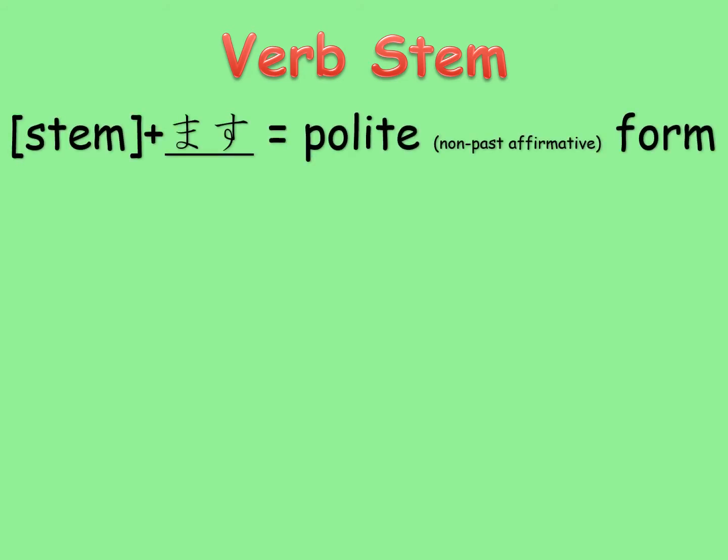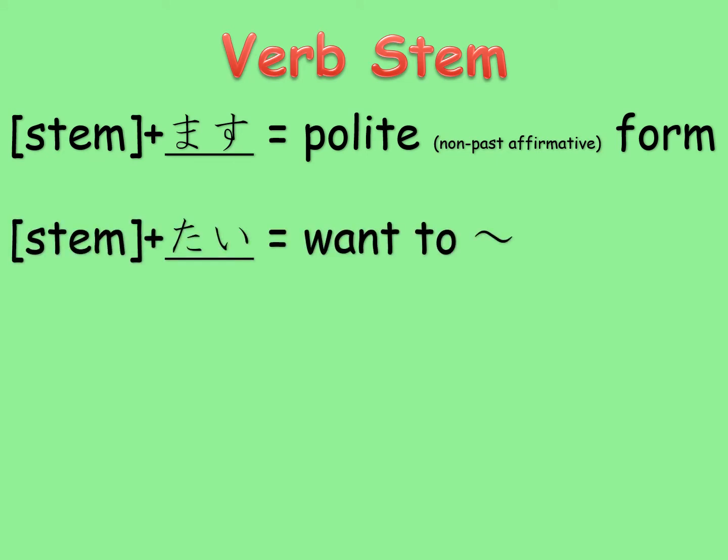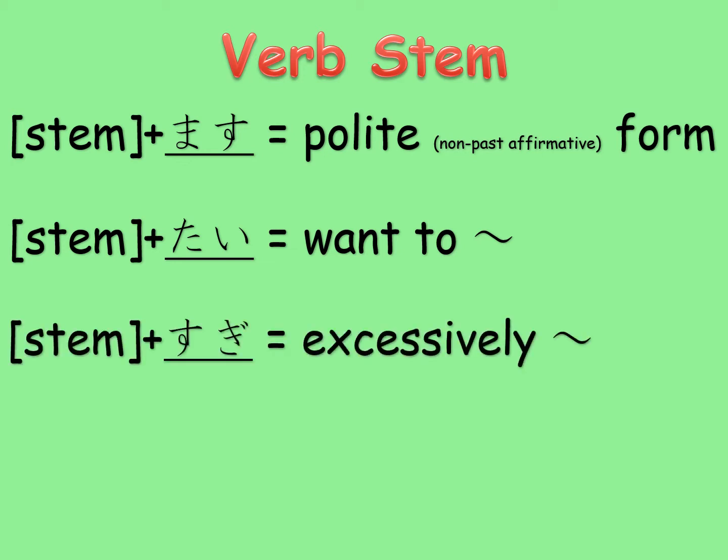Verb stems are used with a variety of auxiliary verbs, adjectives, suffixes, and mean different things. Like adding mas makes it into the polite form, adding tai to express what you want to do, and if you add sugimasu or sugidesu, that expresses the action is excessive.